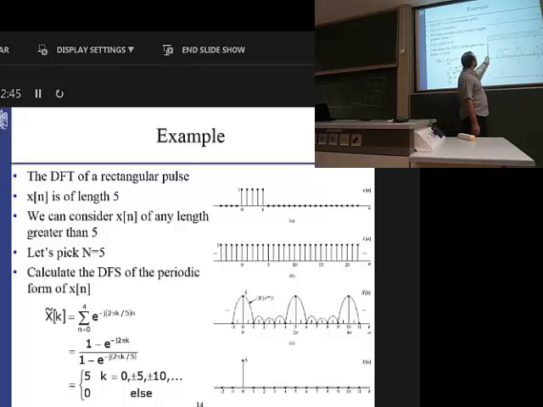So it will look like this, as if all the samples are 1. From minus infinity to plus infinity, everything is 1. And if you go through the series expansion for the DFS, you see that such a thing will give you this equation in the end.